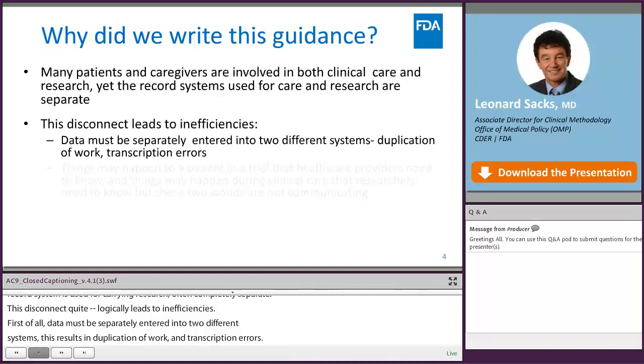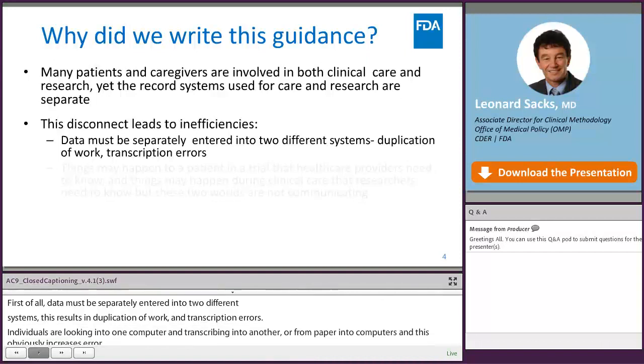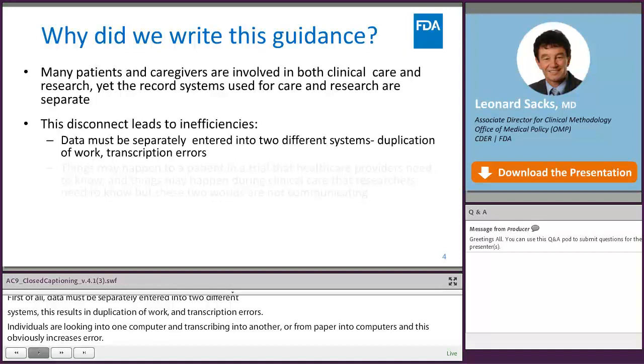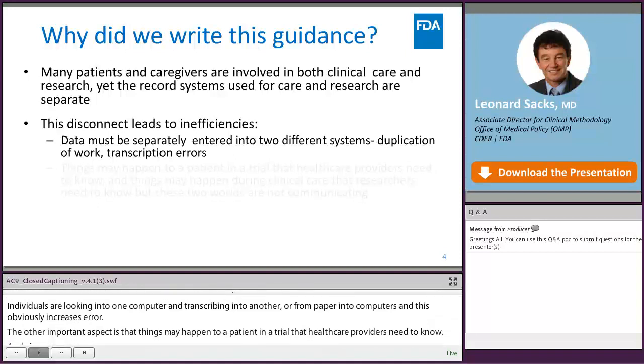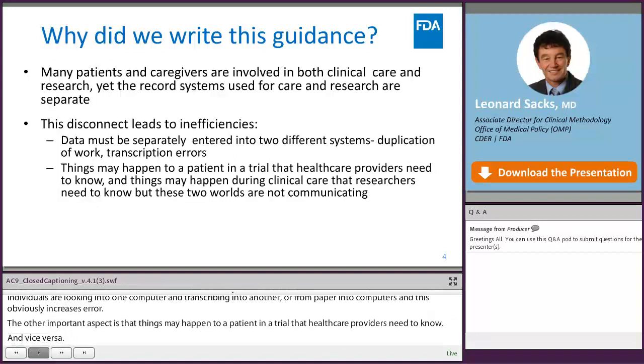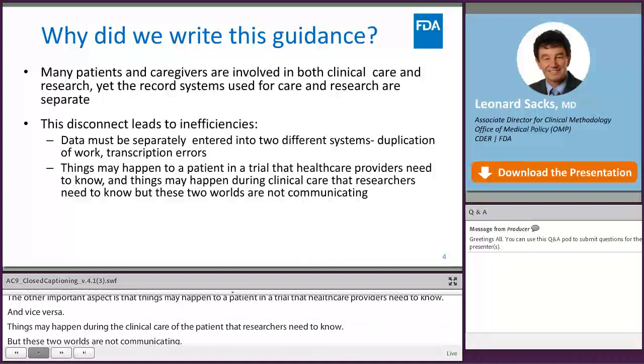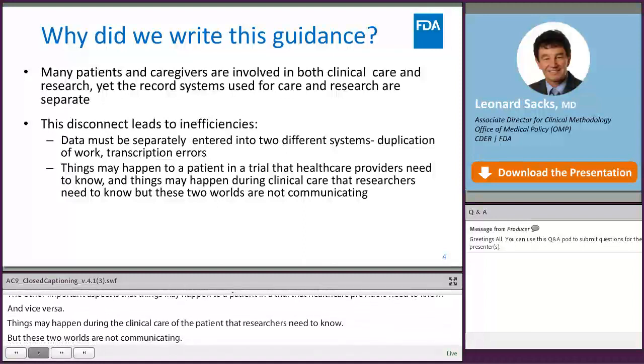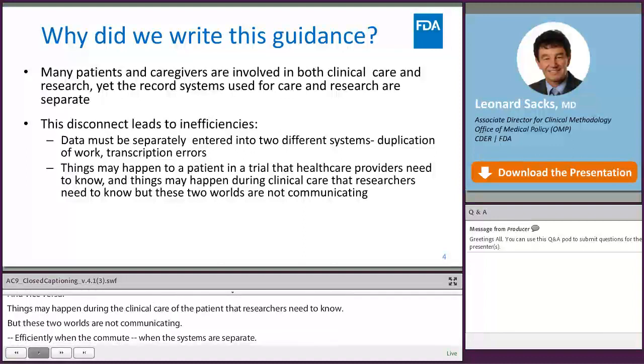The other important aspect is that things may happen to a patient in a trial that healthcare providers need to know, and vice versa. Things may happen during the clinical care of a patient that researchers need to know, but these two worlds are not communicating efficiently when the systems are separate. Another point is that follow-up of patients in the clinical care environment may reveal important findings on safety and the efficacy of new medical products that are really not captured in the framework of a clinical trial.